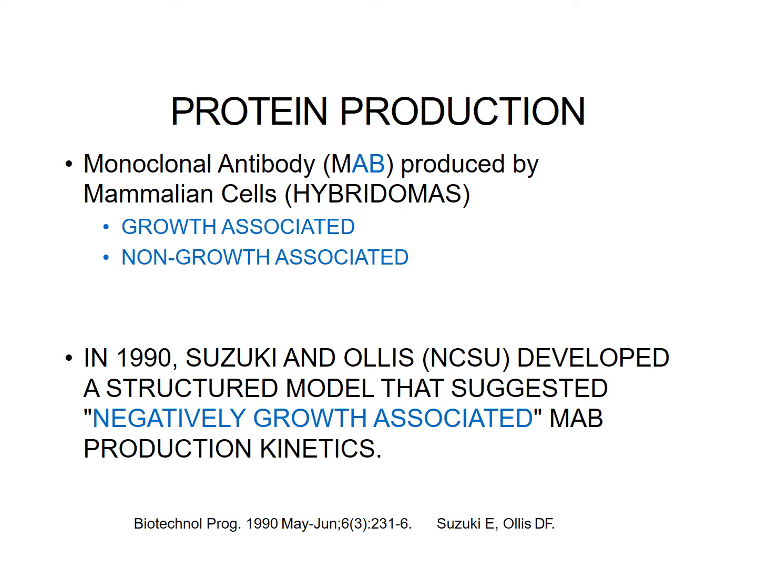One of the common bioproducts is called monoclonal antibody, which is produced using mammalian cells such as hybridomas. This also can involve growth associated as well as non-growth associated. Mainly since 1990, there was a Japanese professor who found this negatively growth associated product formation kinetic. This is closely related to non-growth, almost going into negatively growth, meaning that the growth rate of the cell is very low, so that the production of the antibody can be more long-lasting.